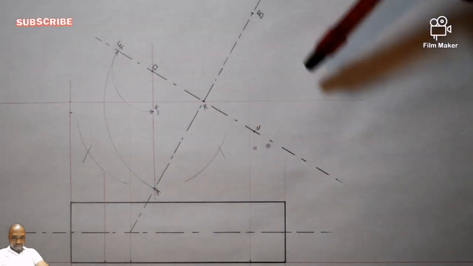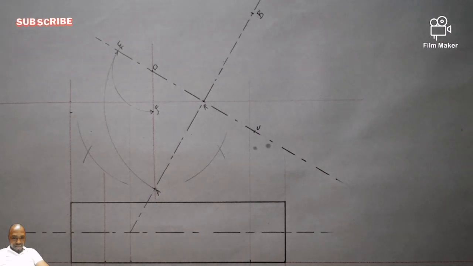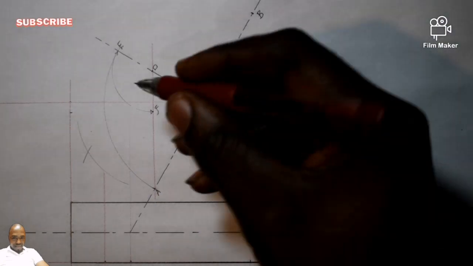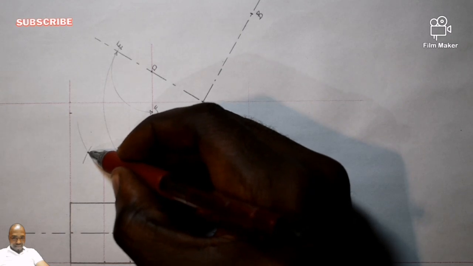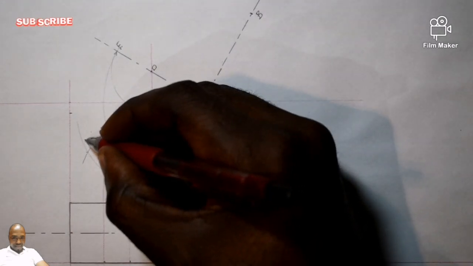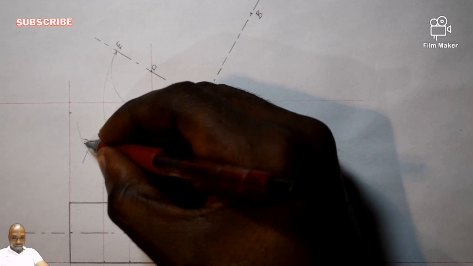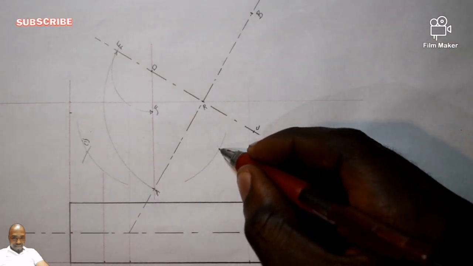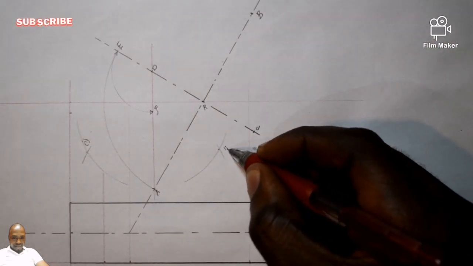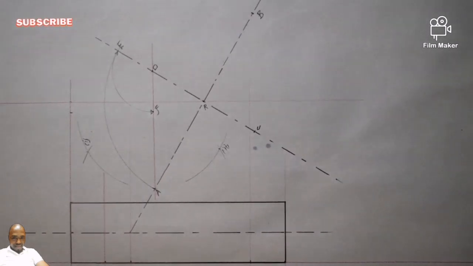Understand? Being counted anti-clockwise, they are at an angle of what? Of 60 degrees. So now that one is going to be your Roman figure 1. Your Roman figure 1. So the second one is going to be Roman figure 2. So it's always simple, my guy, to understand what you're doing.